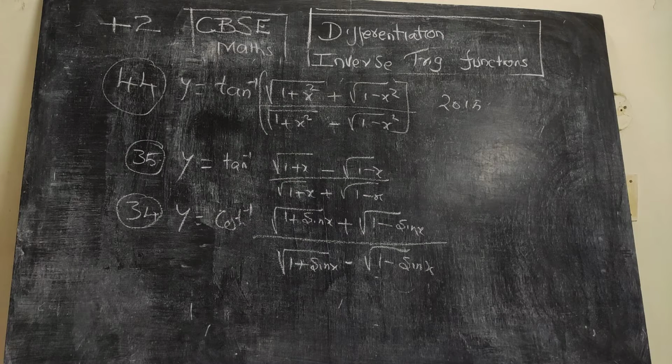And for question number 35, it is similar to question number 34 except that instead of sin x, x is there. So what we have done there, x equal to sin theta, we have put it and then simplified that.